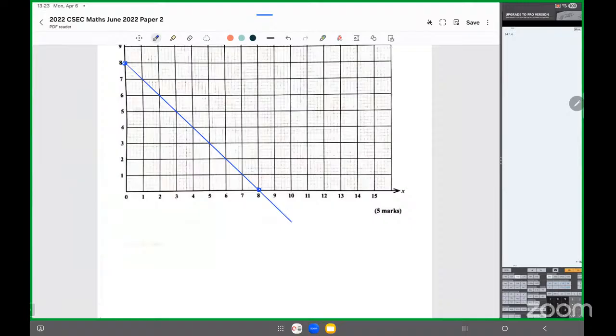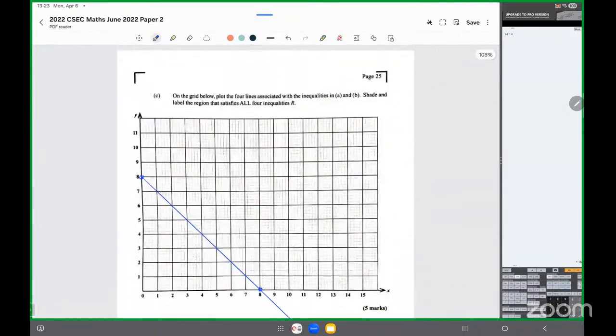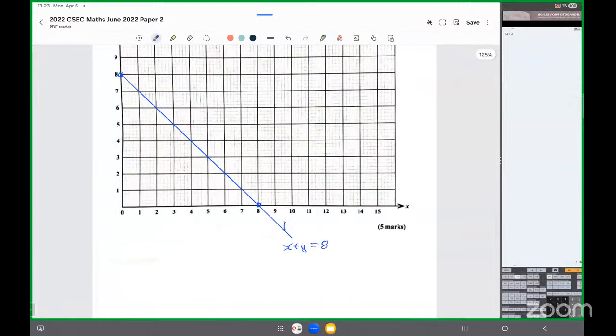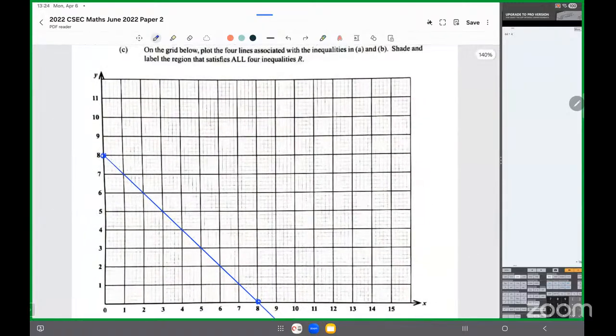I must always label the line with the equal sign. This is x plus y equals 8. And they do want above or below this line. We want it above this line. So I'm going to put an arrow up, to remind me that I want above that line. So the region that I want is above this line.